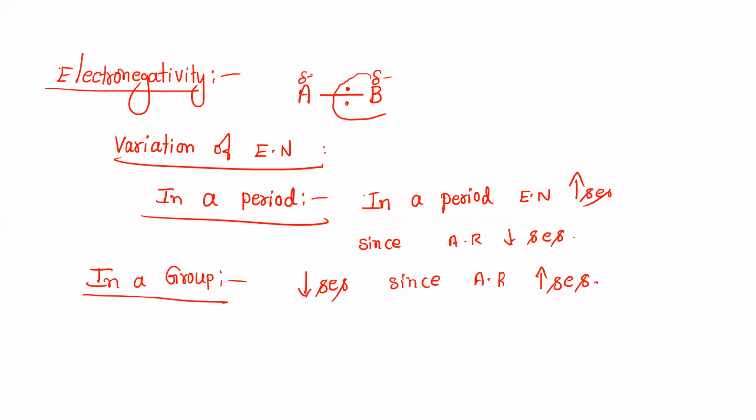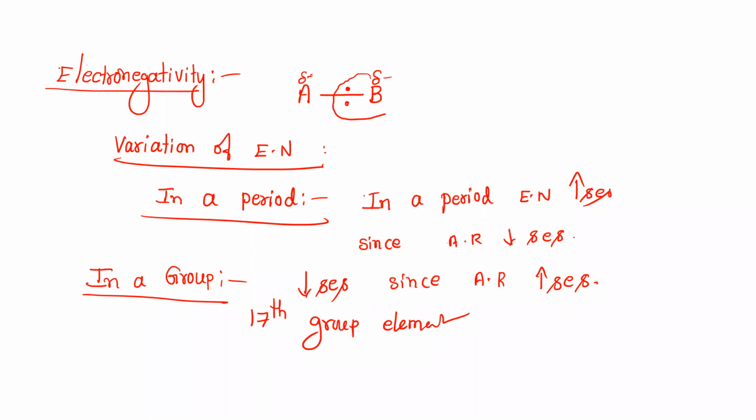First group elements? From left to right it increases, which means first group elements are having less electronegativity. No. 17th group elements. Dhanush, correct answer. 17th group elements are having highest electronegativities.